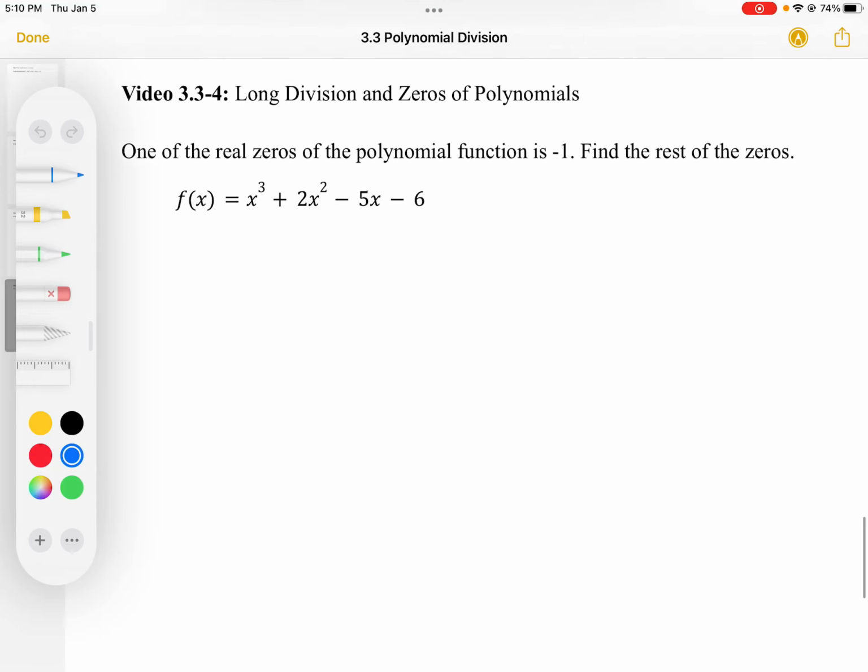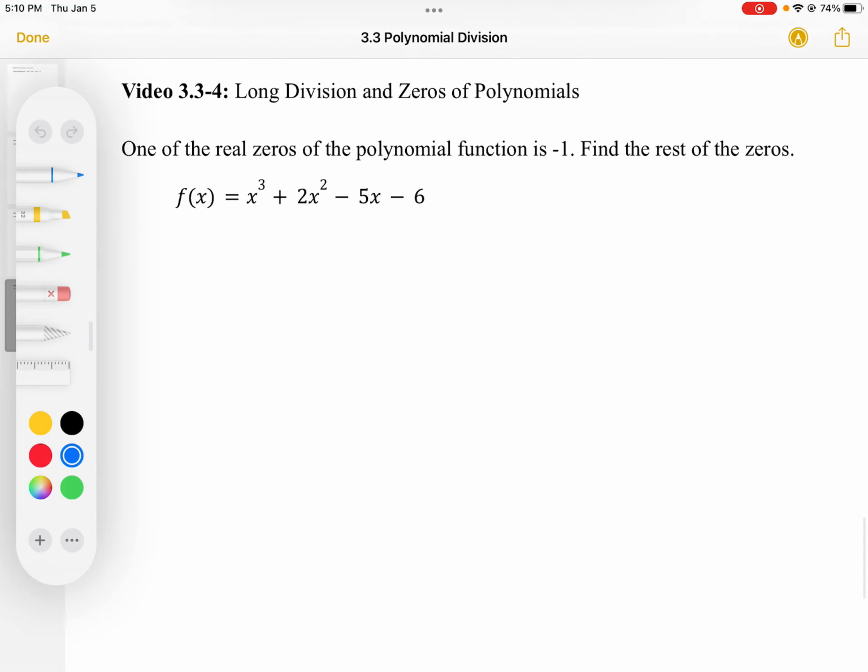So in this video, I just want to talk a little bit about the zeros of polynomials and long division and how all of it is interconnected. So in this problem, we have one real zero of the polynomial function, which is x minus 1, and they want us to find the rest of the zeros. So we know that x is equal to negative 1.